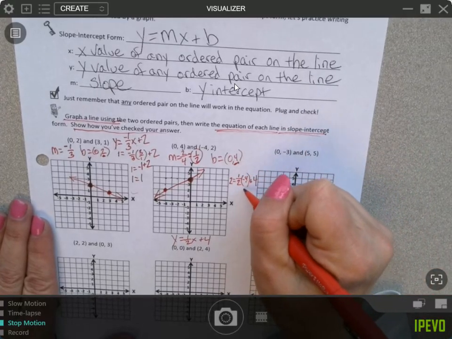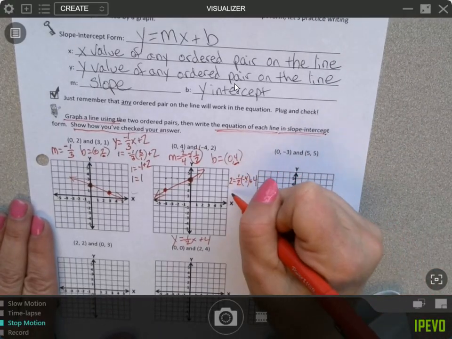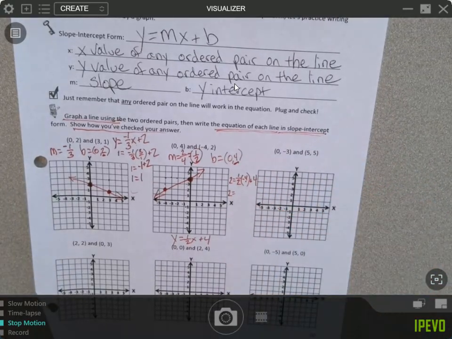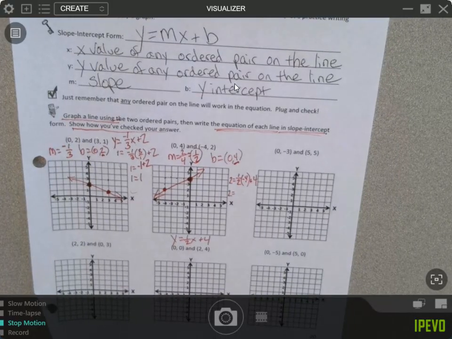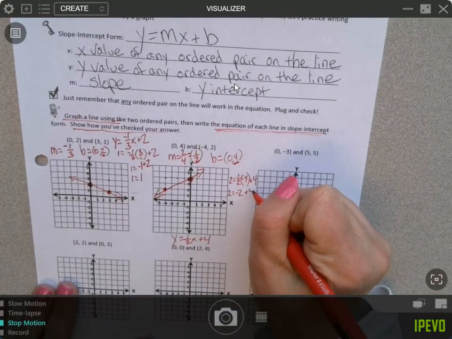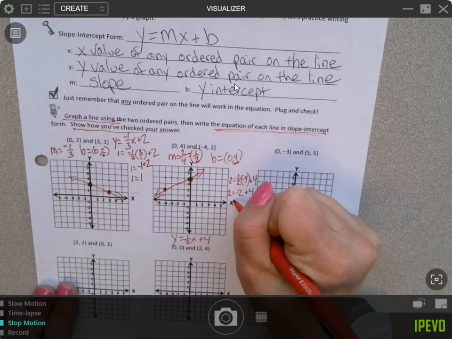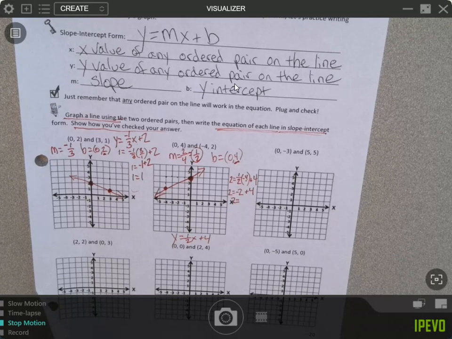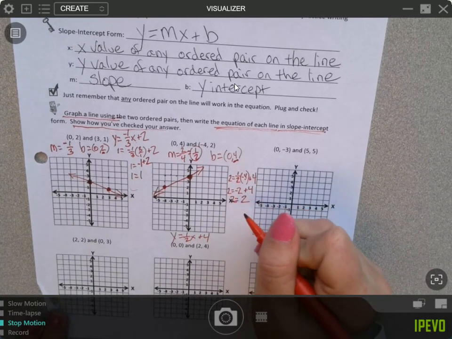So, what is a half of negative 4? 2 equals what? What is a half of negative 4? Fallon? Negative 2. And then we have our plus 4. So what is negative 2 plus 4? Christina? 2. 2 really does equal 2.